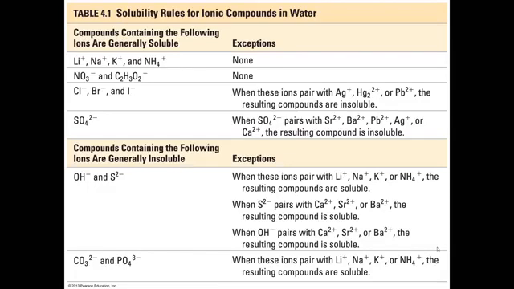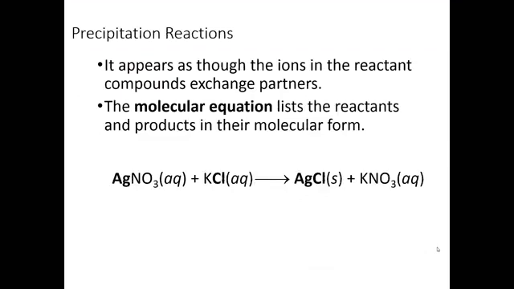Let's look at a different example to illustrate how to use precipitation reactions to write molecular, total ionic, and net ionic equations. The precipitation reaction on your screen is the reaction between silver nitrate, which is aqueous, and potassium chloride, which is also aqueous, to form solid silver chloride and potassium nitrate, which is again aqueous.